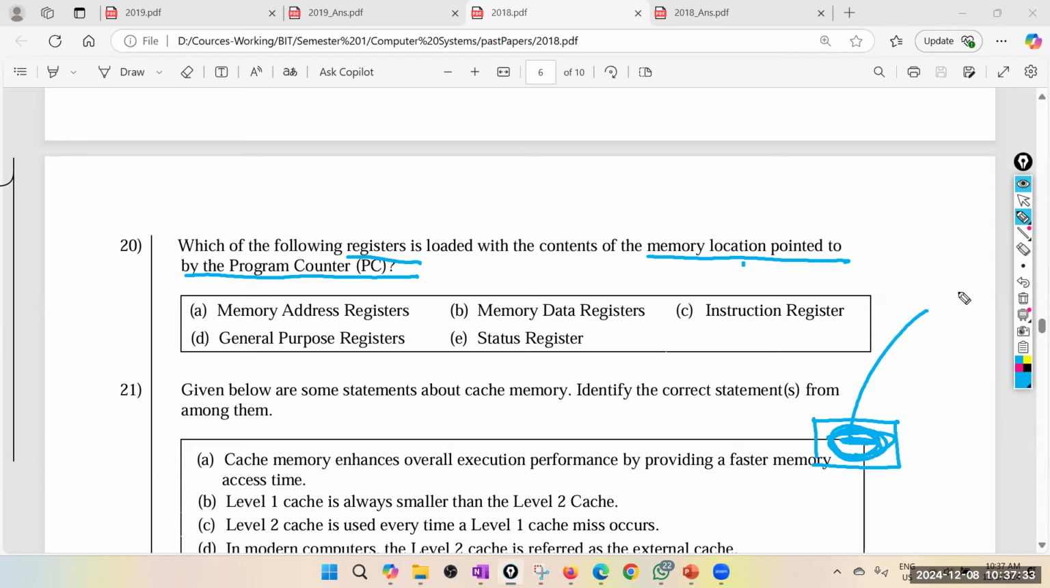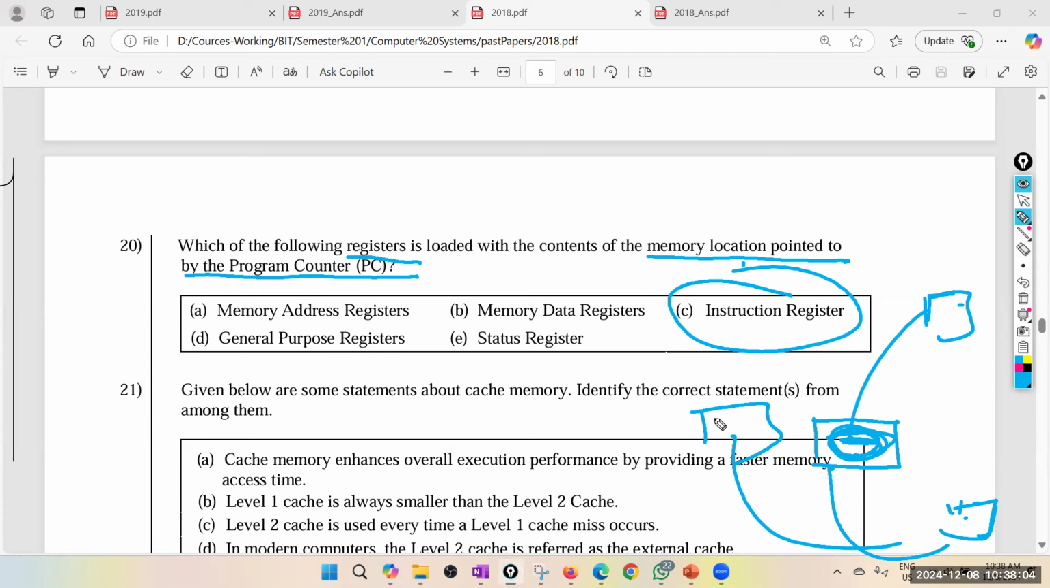The contents in that memory location are the next instruction. So that will later be in the instruction register, right? But initially it will be in the memory address register. This is again intermediary. Sorry, the memory address content will be in the memory data register and then it will be in the instruction register.